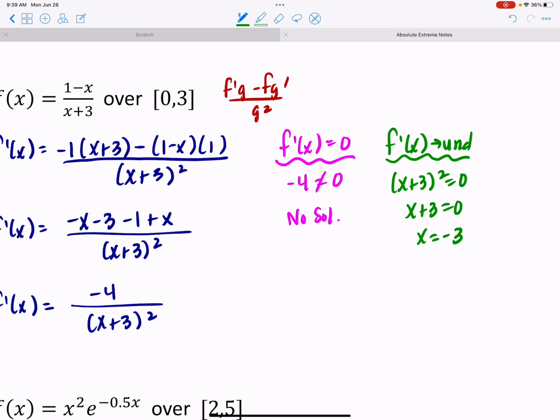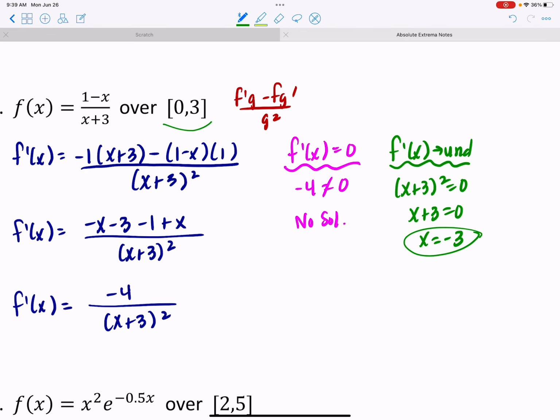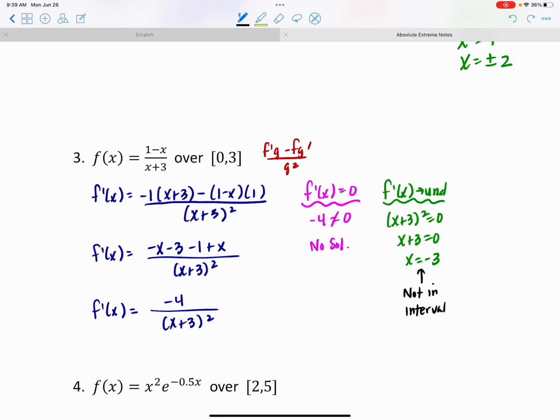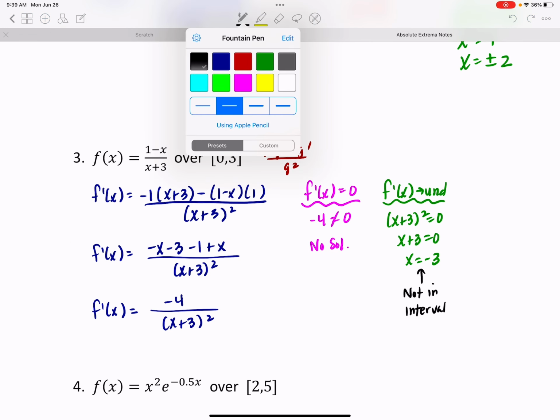Now notice negative 3 is not in our interval. So even though it's a critical number, it's not going to apply to our problem. So that is not in the interval. That means that the absolute max and the absolute min for this piece of the graph that we're looking at here have to happen at these endpoints. So we need to evaluate our function just at those endpoints and we'll be good.